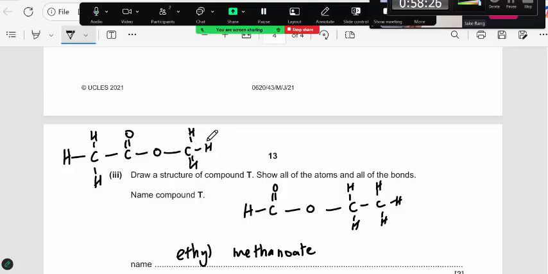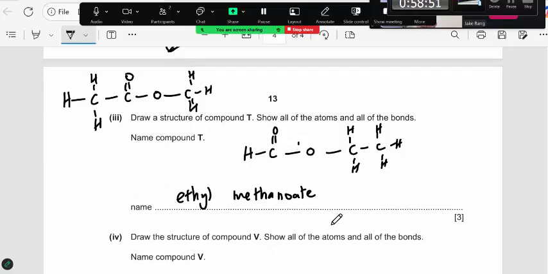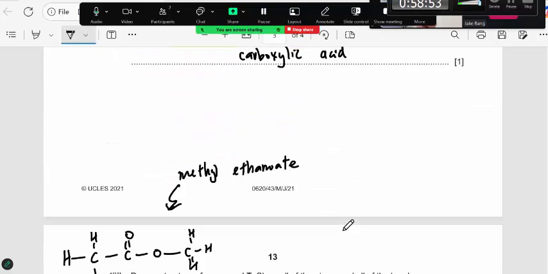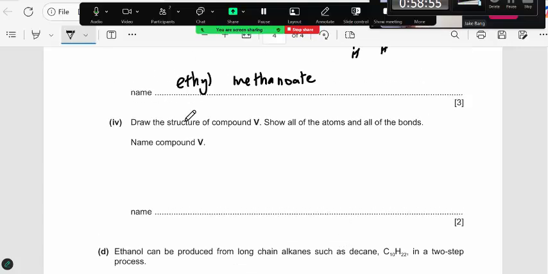If you drew this, what is it called? Methyl ethanoate. Okay, is there a difference? Yes. Which one is correct? Both are correct because the question did not specify. So these are structural isomers of each other as well. Okay. V is propanoic acid.